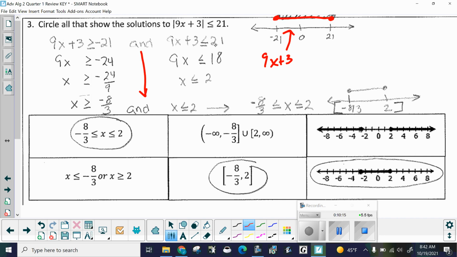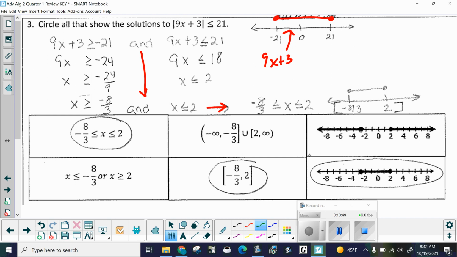Then I have 9x plus 3 less than or equal to 21. I subtract 3 from both sides. So 9x is less than or equal to 18. Dividing both sides by 9 to get the x alone, I have x less than or equal to 18 divided by 9, which is 2. I now have x less than or equal to 2. It's an and. I can rewrite this in sandwich mode. So I put negative 8/3 is less than or equal to x is less than or equal to 2.